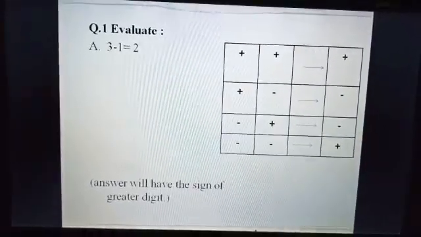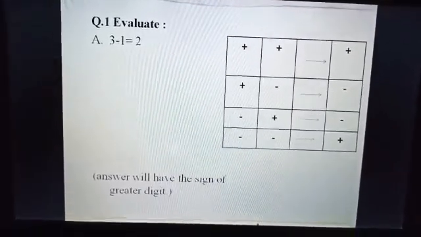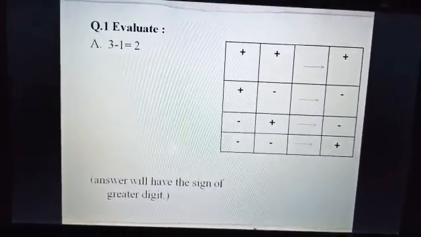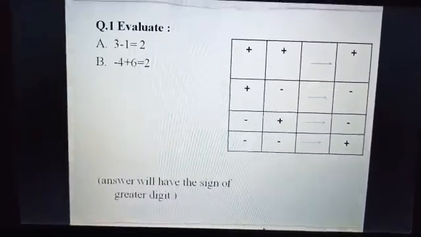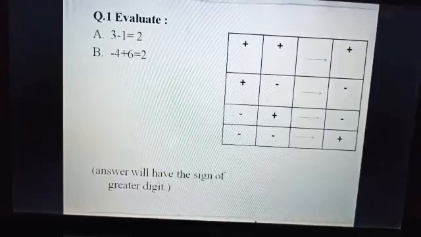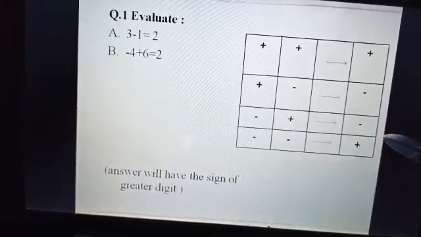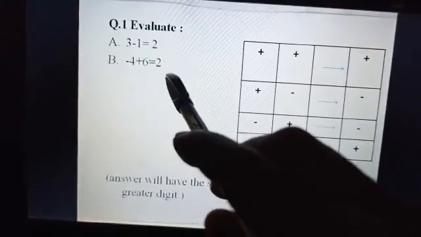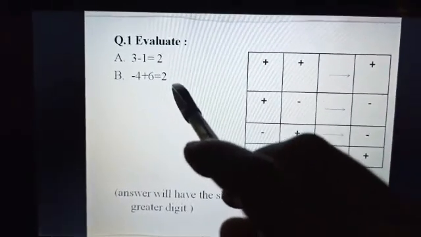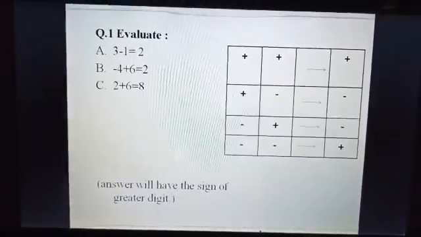Next is questions based on addition and subtraction of integers. First we have 3 minus 1. 3 minus 1, you all know it is equal to 2. B is minus 4 plus 6. For minus plus we have to perform minus. Therefore 2. And the solution will have the sign of the greatest digit. Here 6 is greater. Therefore minus 4 plus 6 is equal to 2.